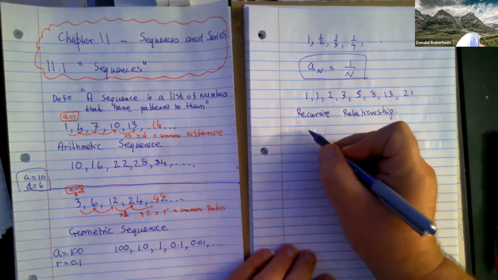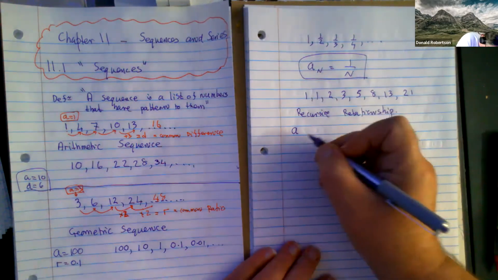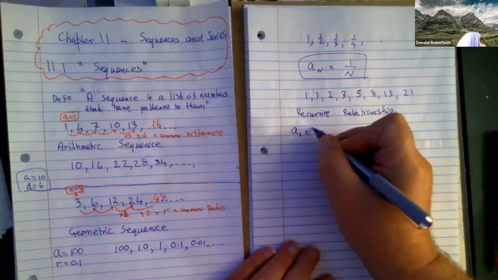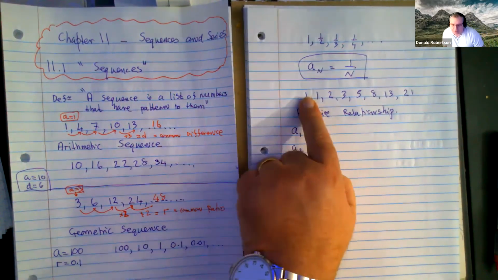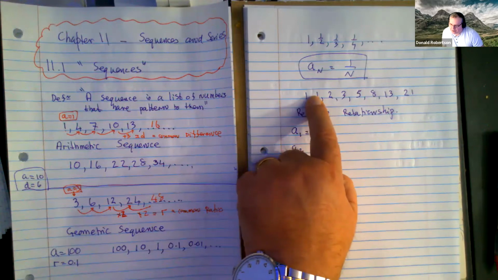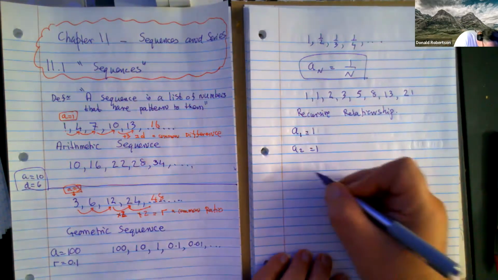And it looks like this. There's variations on a theme, but I'm going to say A1 is 1 and A2 is 1 because in this Fibonacci sequence, you need 2 numbers to start it. So in my case, 1 and 1. And you then do this.